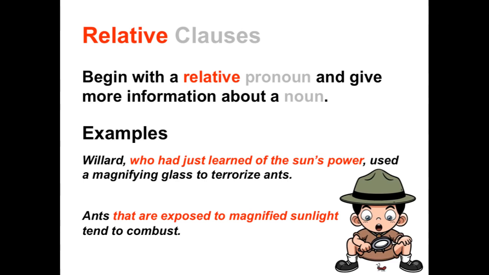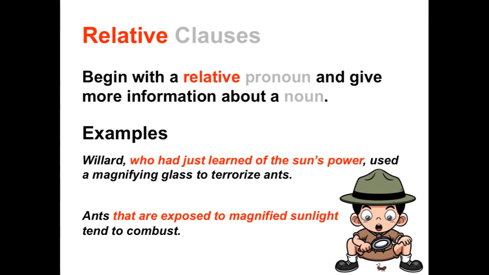However, if the sentence does not mean the same thing, if it means something different, then the relative clause is essential and we should not enclose it in commas. So let's read the first sentence without the relative clause. Willard used a magnifying glass to terrorize ants. Well, this sentence means roughly the same thing. We don't get the additional information about what Willard was learning, but the sentence means pretty much the same thing.